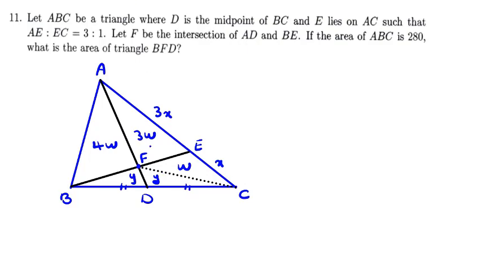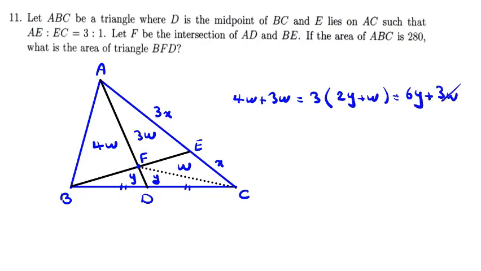And we can say that if we consider ABE, it is 3 times BEC. So ABE is what? It is 4w plus 3w. It's 3 times this part, 2y plus w, which equals 6y plus 3w. If we cancel these two parts and divide both sides by 2, 2w equals 3y.